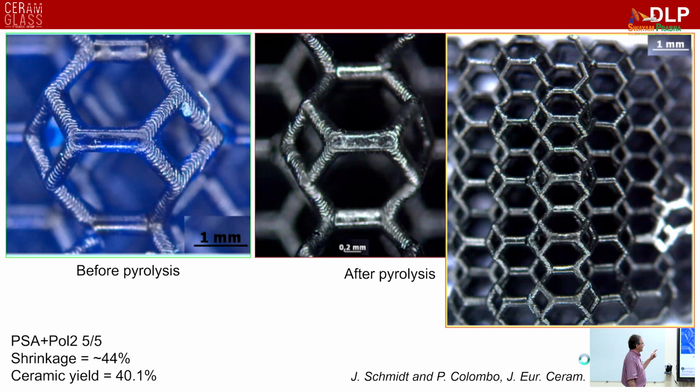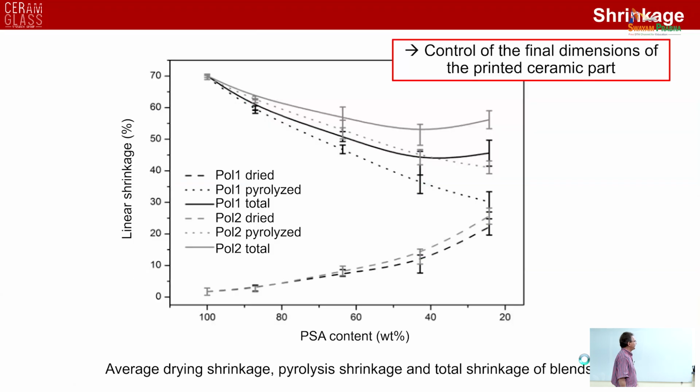One interesting point is that with this approach, you do not need to cross-link the preceramic polymer, because when the preceramic polymer softens at around 150 degrees, the photocurable polymer structure is still there, so it acts as a support for the preceramic polymer. And then with higher temperature, you have thermal cross-linking of the preceramic polymer, and in that way you can retain the structure.